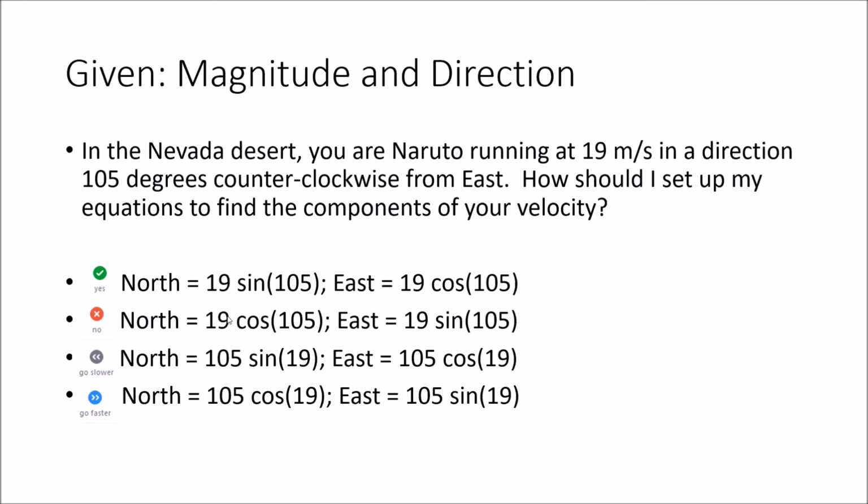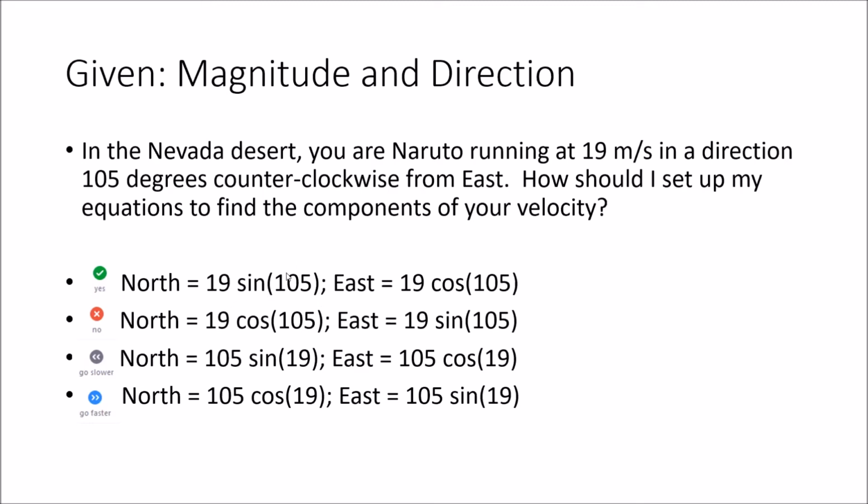And let's see, is 105 degrees the angle, or is 19 meters per second the angle? Pretty sure that 105 degrees is an angle and 19 is the velocity. So do we ever put velocity in a trigonometric function? Probably not. Yeah, pretty sure the 105 should be inside the trigonometric function, and 19 should be outside the trigonometric function. Yeah, good.